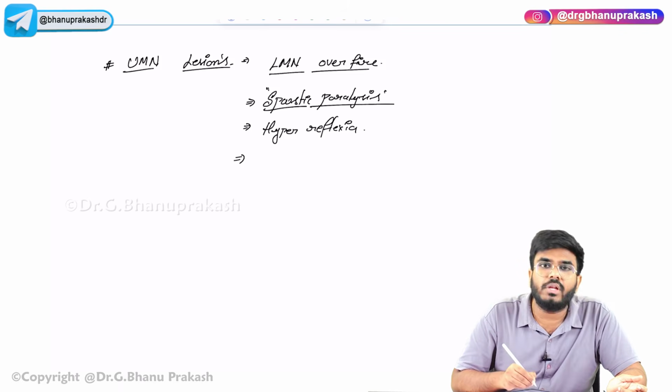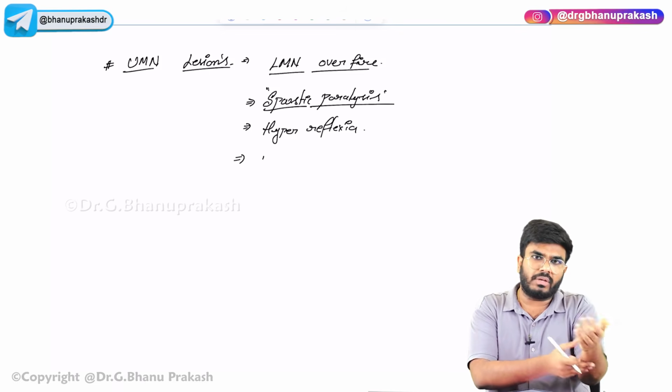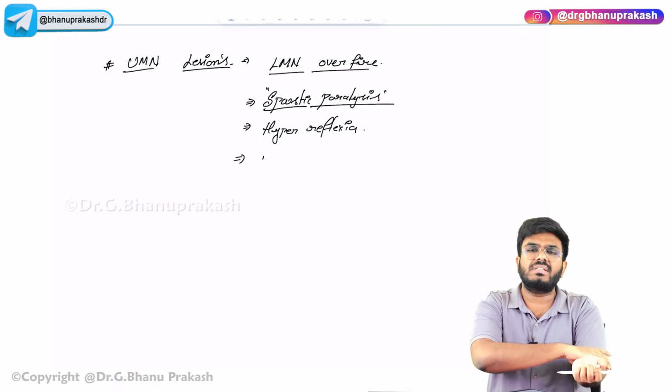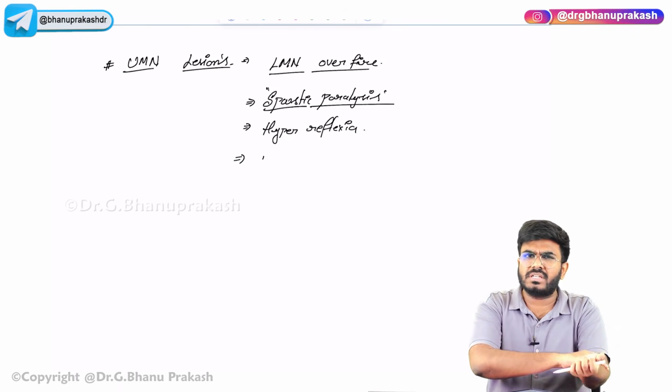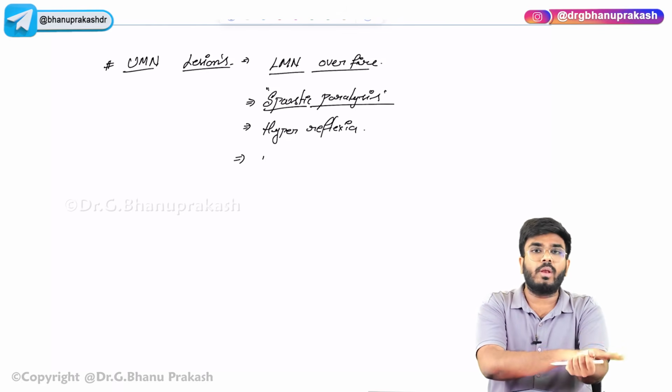Lower motor neurons are responsible for the maintenance of tone in the muscle. Even during resting conditions, certain motor units are active and certain muscle fibers are still contracted. Even during resting conditions, there is a tone. For the tone, you require lower motor neurons.